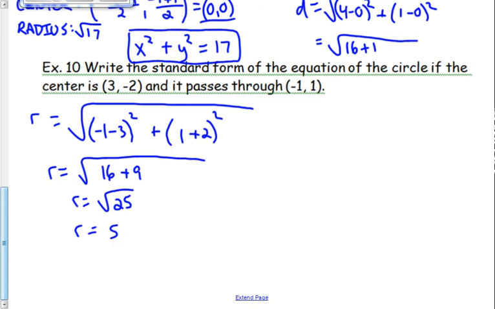Okay, if I want to write the standard form of the equation, it starts with x minus h, so x minus 3 quantity squared plus y minus k, so that's y minus -2, so y plus 2 squared equals r squared. 5 squared would give us 25. And that's the brief lesson.